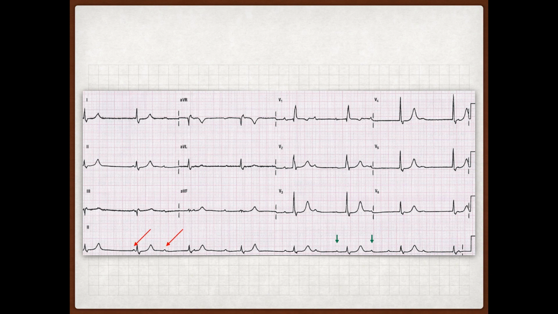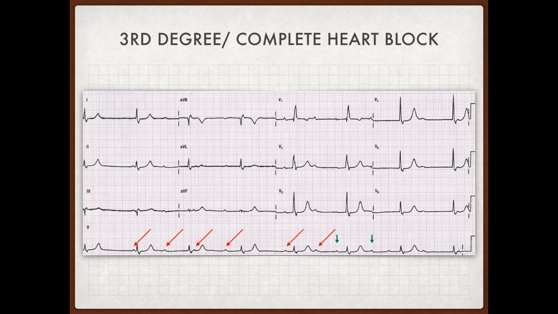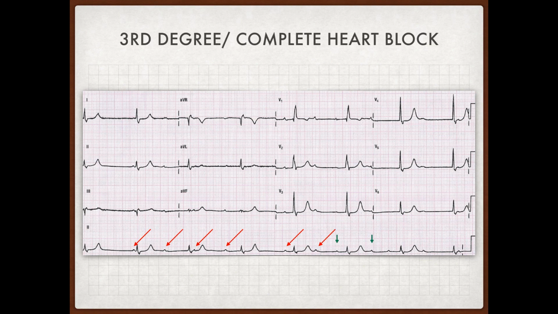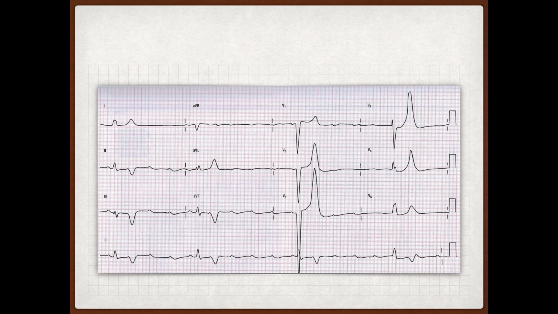Type 3. So this is a complete heart block. You see all your P waves, right? They're not really conducting to anything. This is a complete heart block. Basically in this one, you see P waves that are regular, but the P wave isn't conducting into a QRS. You have more P waves than QRS. Okay?